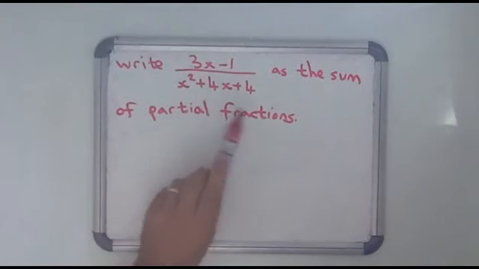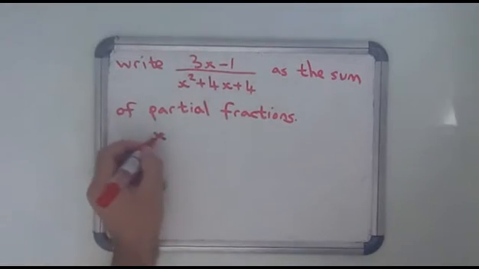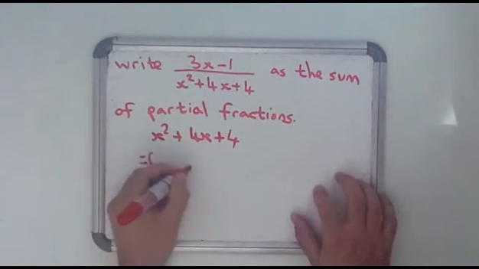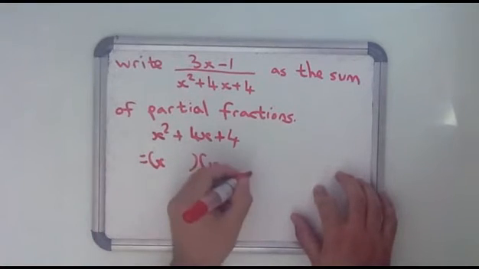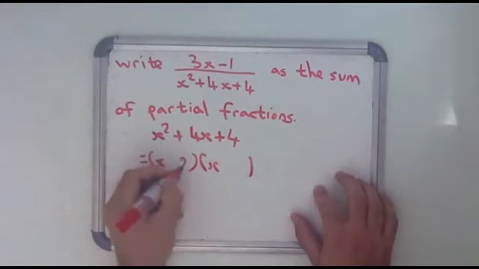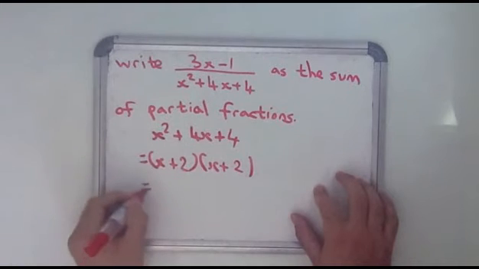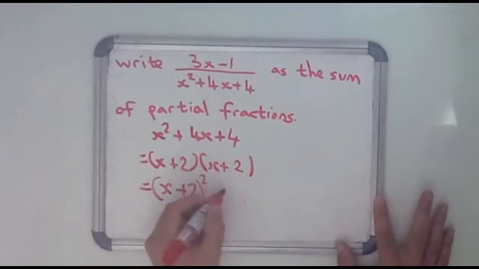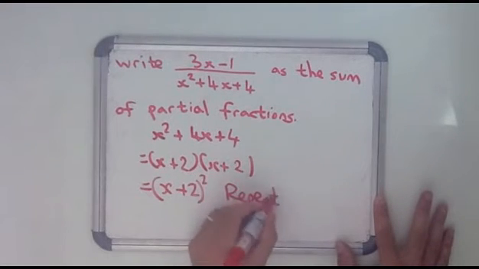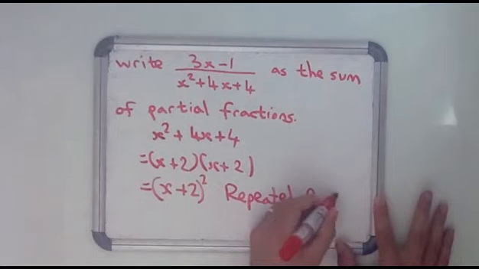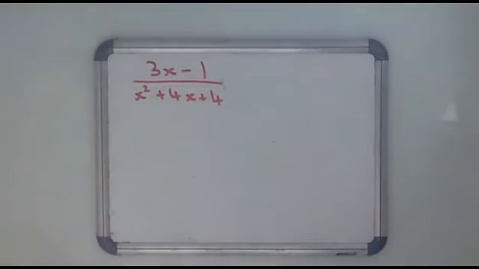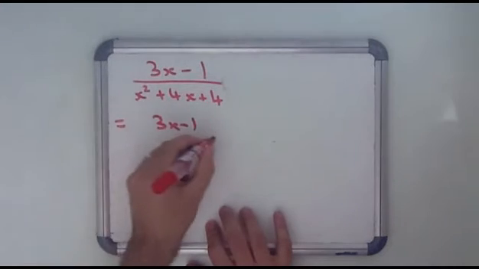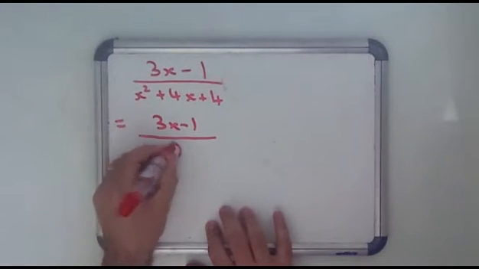So x² + 4x + 4, a quadratic trinomial, equals (x + ...). Factors of 4: 2 and 2 will make 4 when you multiply and 4 when you add, so it equals (x + 2)². So this is a repeated factor. (3x - 1)/(x² + 4x + 4) equals (3x - 1)/(x + 2)².